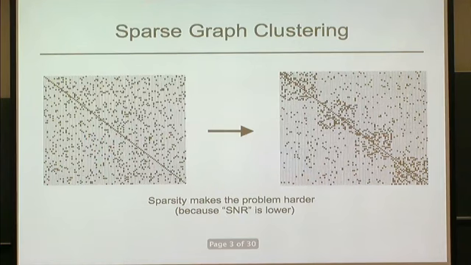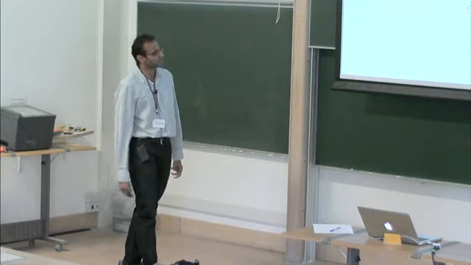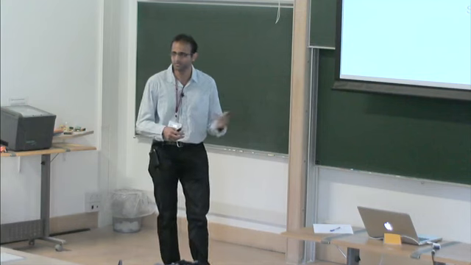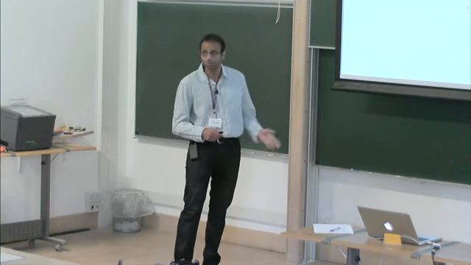We are interested in the sparse case. What sparse means is everything is sparser. So the density within a cluster is less, and the density across clusters is also less, and the difference between them is also less. Sparsity makes the problem harder because the signal to noise ratio, in a sense I'll make precise, is lower.